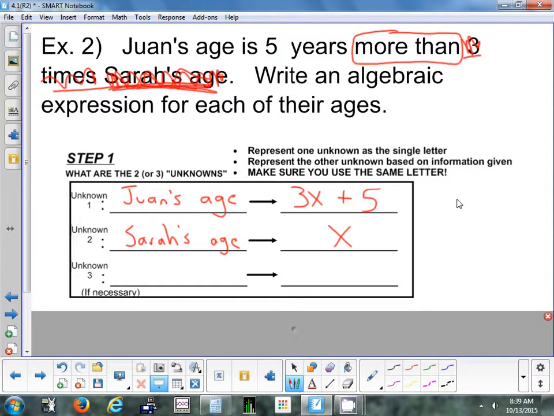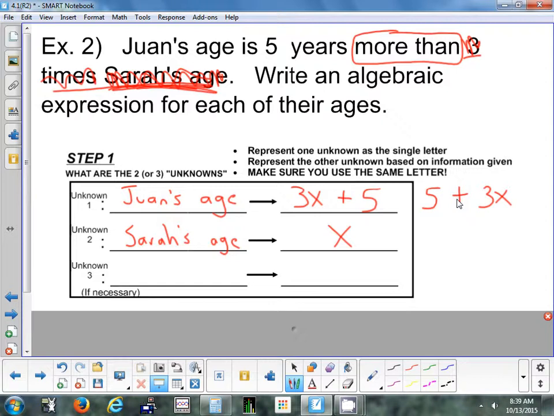Sarah's age, because it's mentioned second, is going to get a single variable, x. Right? Victor? How come you wouldn't start with Juan's age? This is not wrong, Victor. If you did this, 5 years more than 3x, that works too. But if you had a less than, it wouldn't work that way. Because remember, less than, you have to put it second. I'm just saying, sometimes it's good to work backwards, because if you have a less than, it's a subtraction problem, you won't make a mistake. If you get into the habit of doing that, you won't make a mistake.